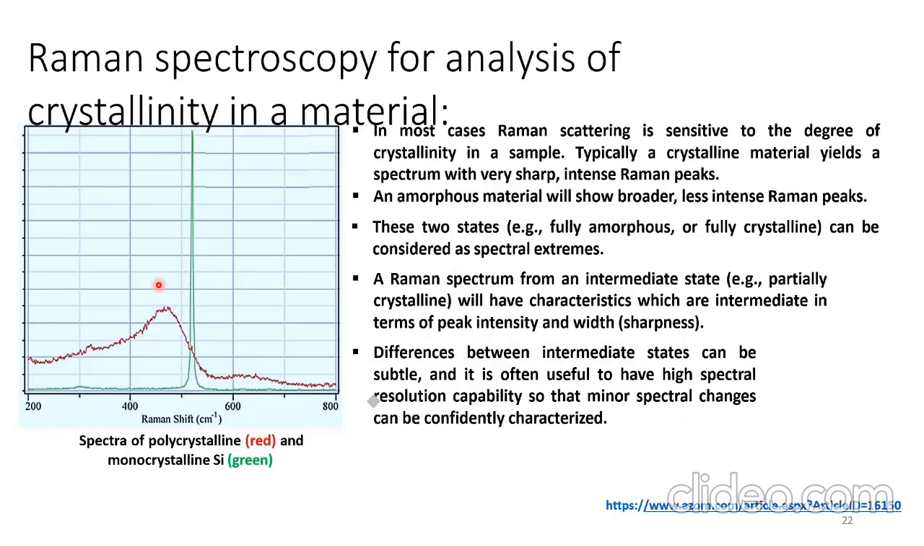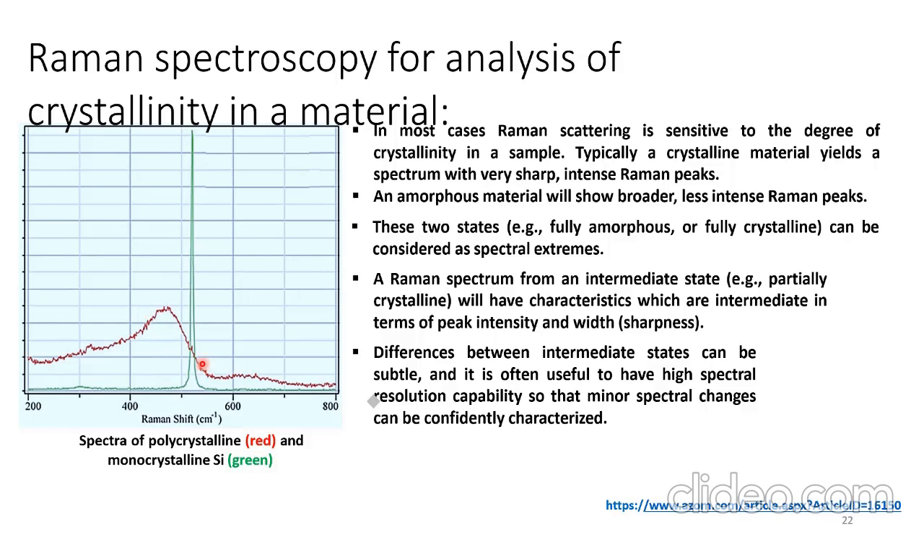Suppose we want to analyze the crystallinity of a material. This is a peak for silicon, so this is monocrystalline silicon. However, in the case of polycrystalline silicon, the red curve will be there. That would be very broad.